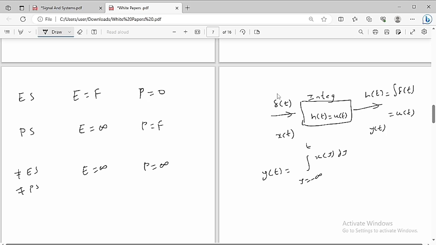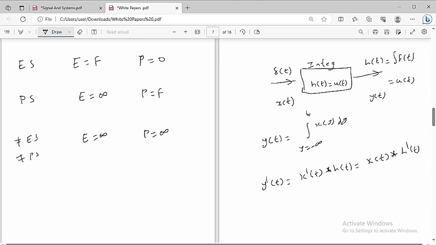Now suppose I want y dash of t. y dash of t is x dash of t convolved with h of t, or you can write x of t convolved with h dash of t. I already told you that h of t is nothing but u of t, so h dash of t means delta of t. So x of t convolved with delta of t is nothing but x of t.